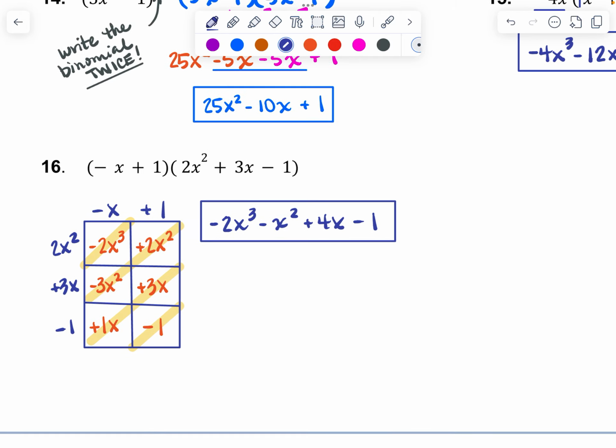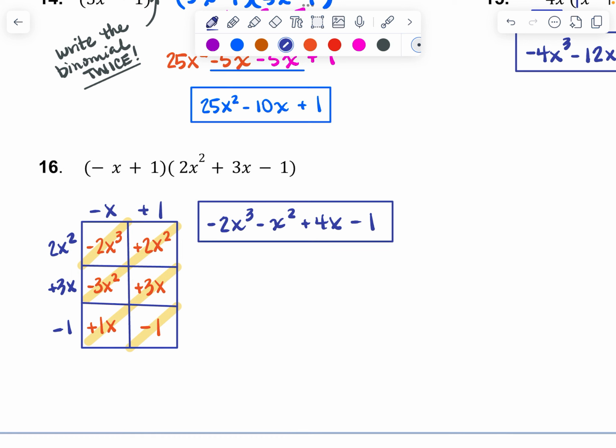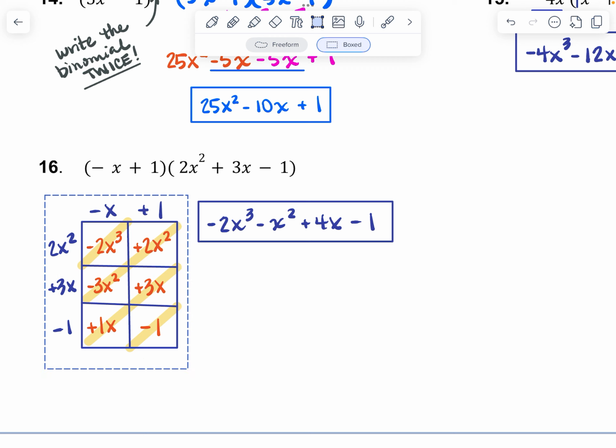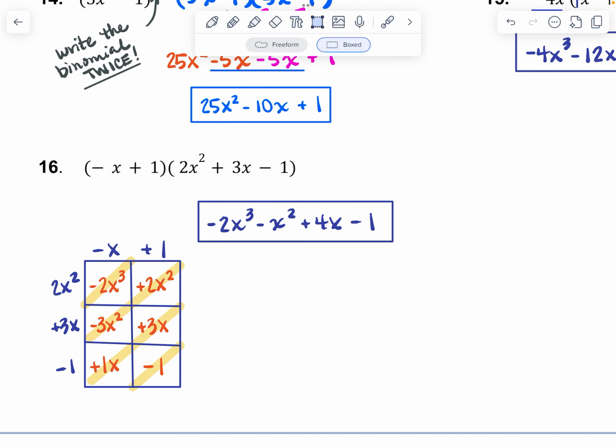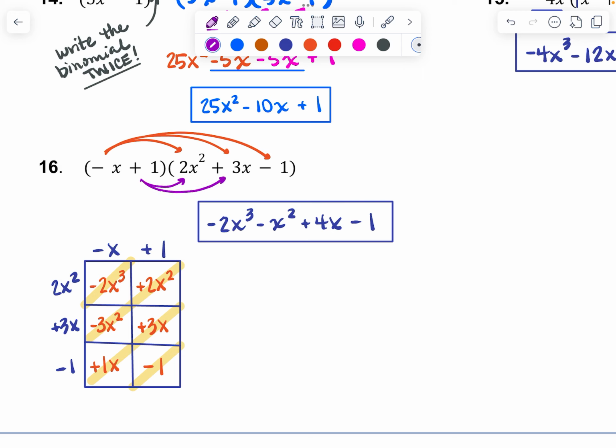So that's the box method, which I really like for problems that are bigger than the other kinds of problems. But if you don't like the box method, you totally don't have to do that, right? This is literally just a multiplication problem from the beginning, where we are taking each term in the first parenthesis and multiplying it times every term in the second parenthesis. All right, so if you just want to do double distribution, just like we were doing earlier, it's the same exact problem.